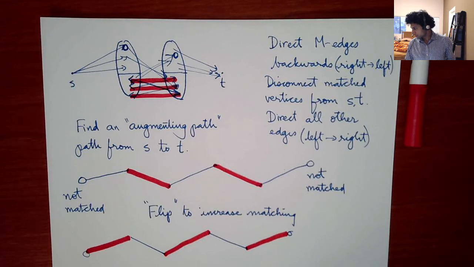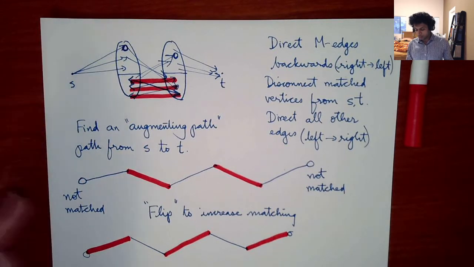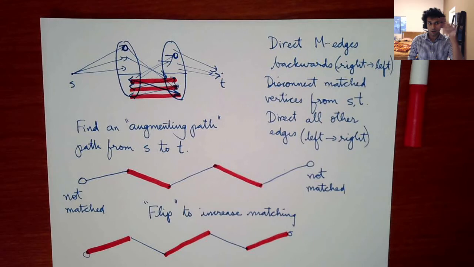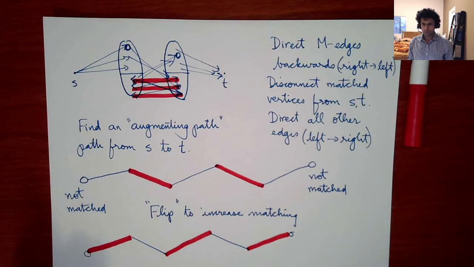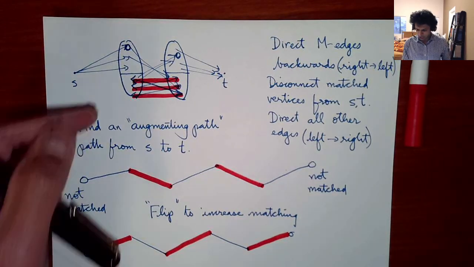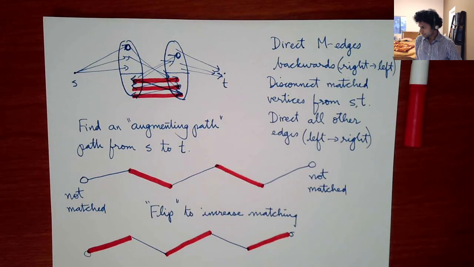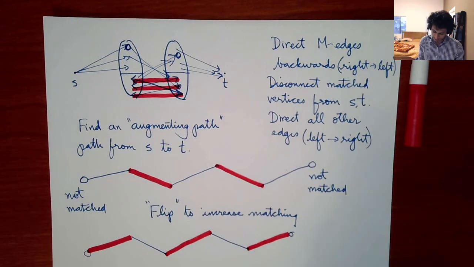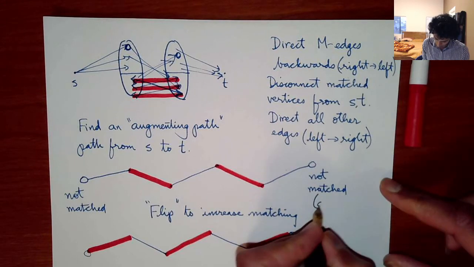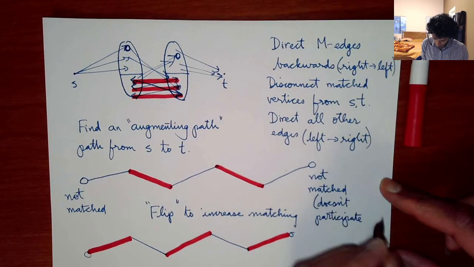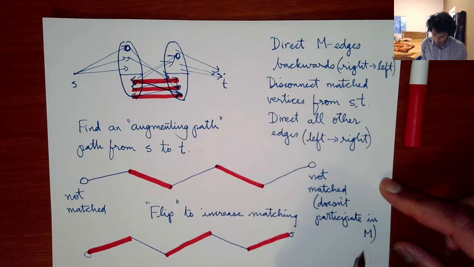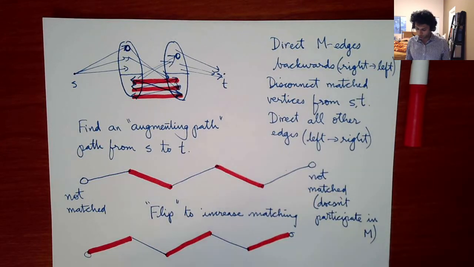Is the path we choose anything? The path can be any arbitrary path from S to T, any augmenting path. Essentially, as long as you find any path of this form, you can perform the flip. Okay, question, how do you find such a path? By the way, I hope this is clear. What do I mean by not matched? It means this vertex does not participate in the matching M. That's what it means to be not matched.